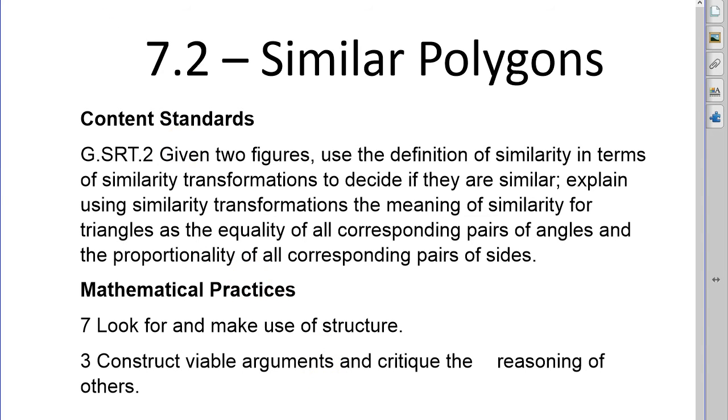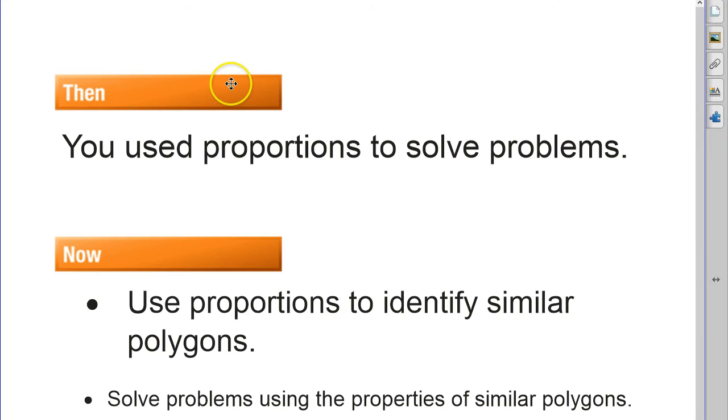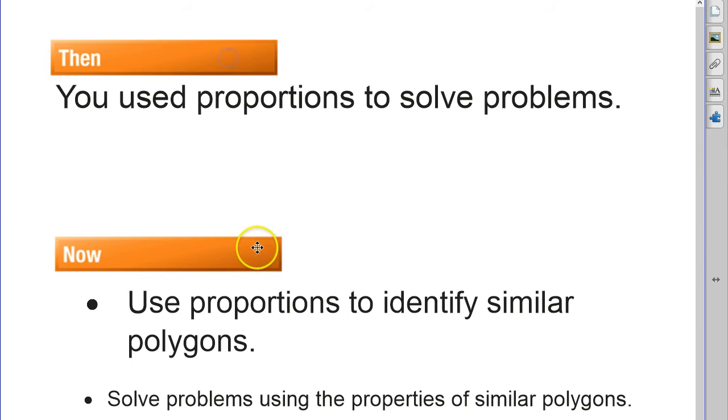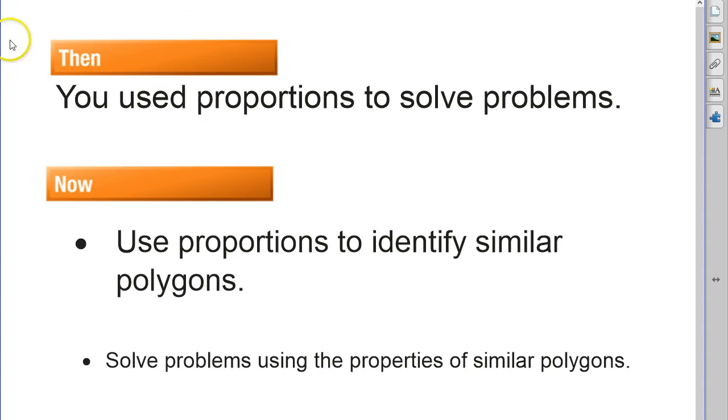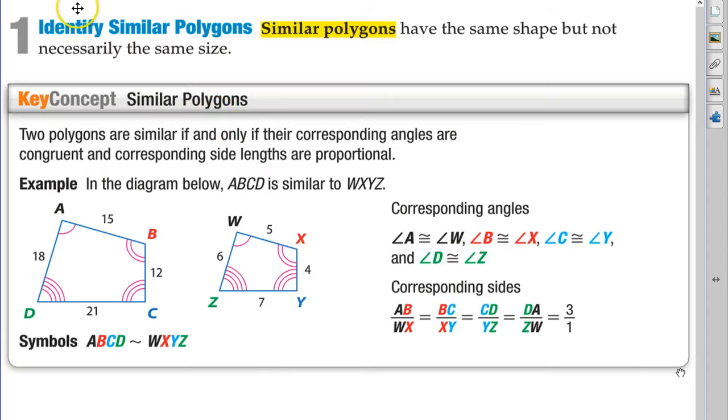So 7.2, similar polygons. We've talked about proportional, and that's basically all similar means, is just proportional. So we've used proportions to solve problems. Now we're going to use proportions to solve similar polygons and solve problems using properties of similar polygons. We'll really do that more in class. So here we go. First thing is to define similar polygons.